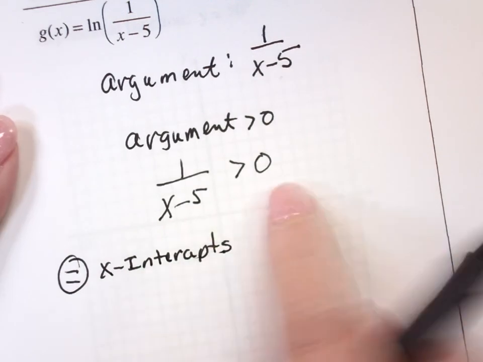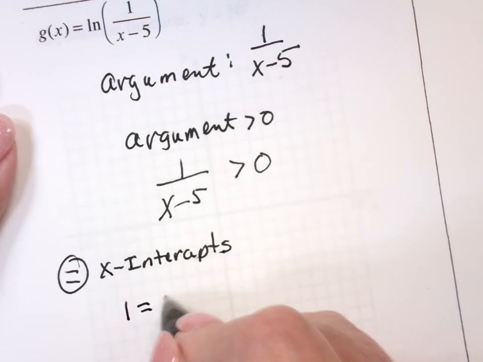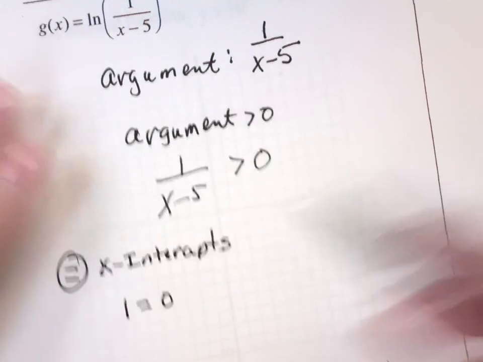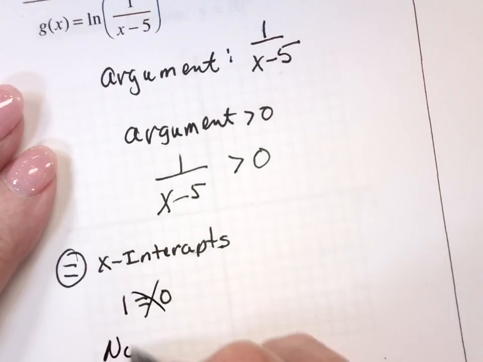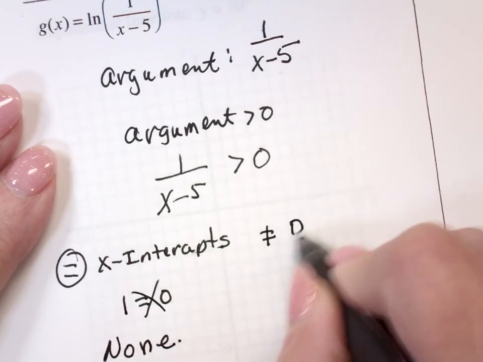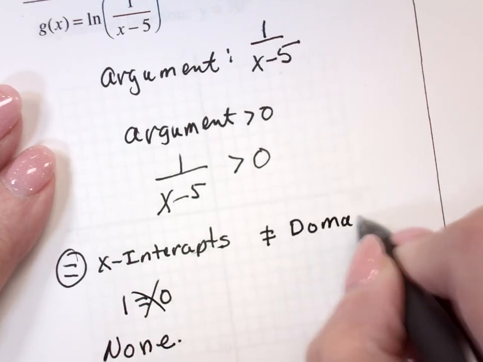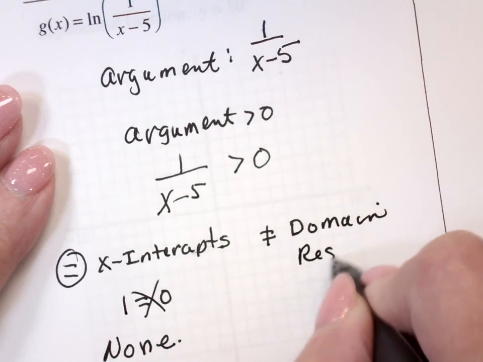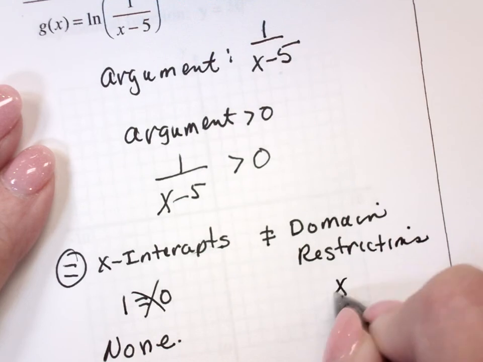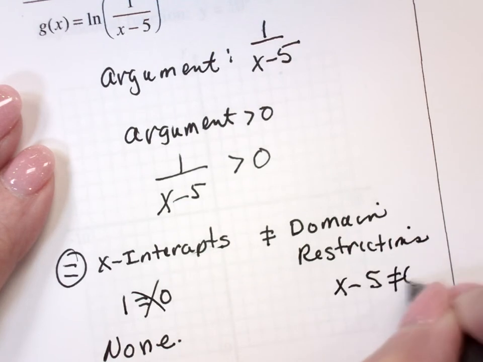In this particular instance, is 1 ever 0 in our world? No. So there are none. The not equal is the domain restrictions. This is where x minus 5 can't be 0, x can't be 5.